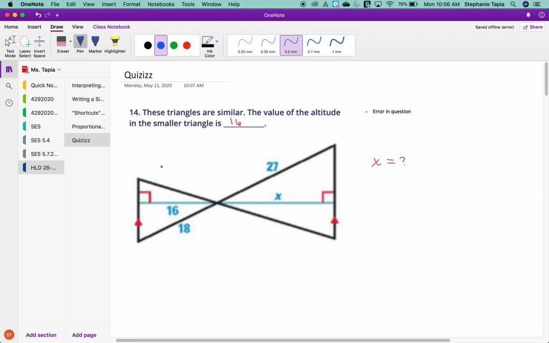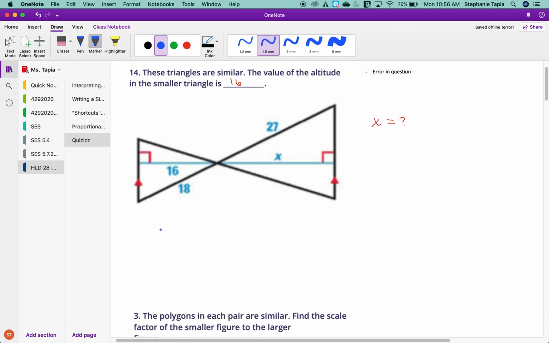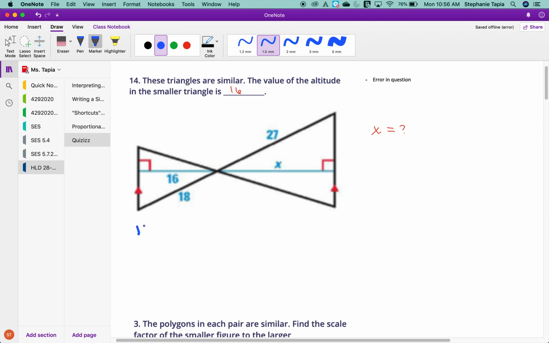So if we learned from the first lesson, if you watched the videos and if you paid attention to the note sheet, if two triangles are similar, then everything about them are similar, including the altitudes. So basically, we have to set up proportions. So we can say 18 is proportional to 27, the same way that 16 is proportional to x. And then in that case, we would use cross multiplication.